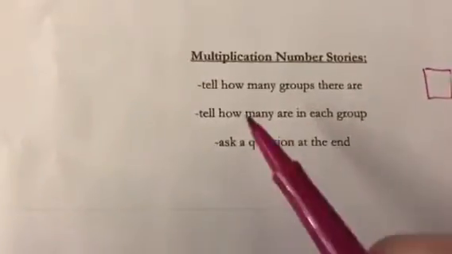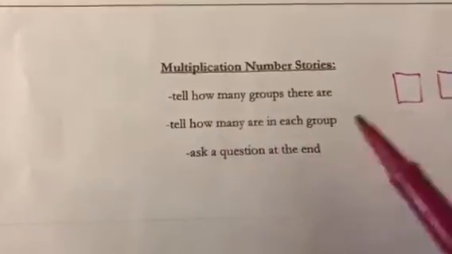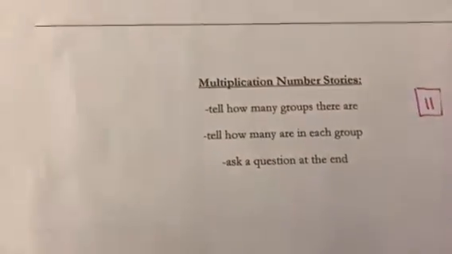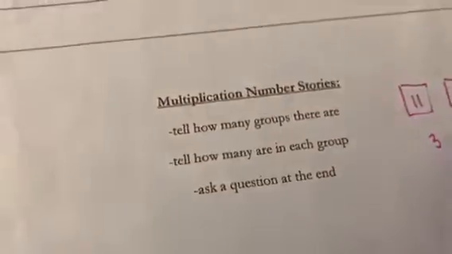And then we need to tell how many are in each group. So let's just say there were 2 in each group. Then we would ask a question at the end. How many were there in all? So what we would do, we would say 3 groups times 2 in each group equals a total of 6.